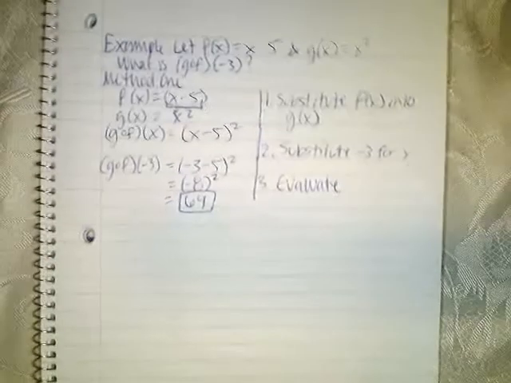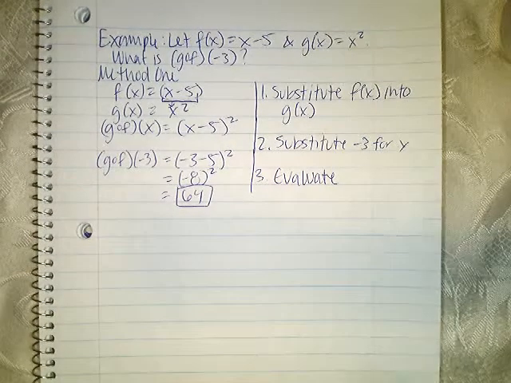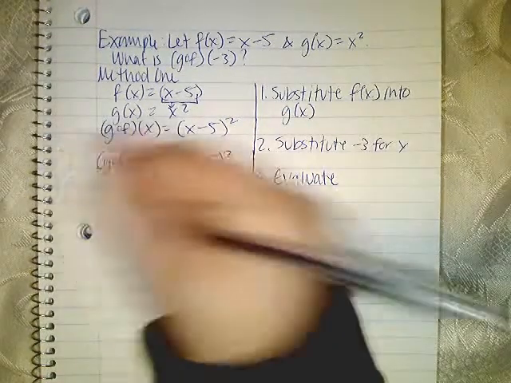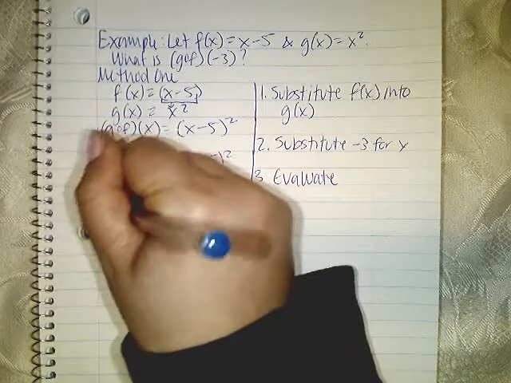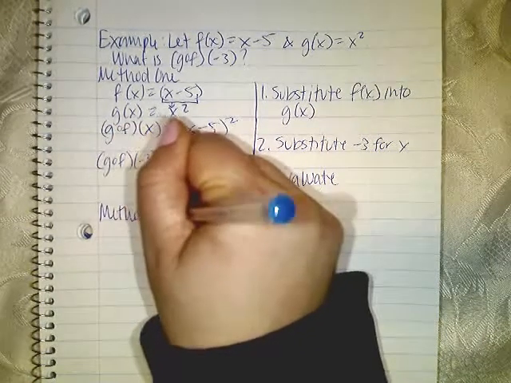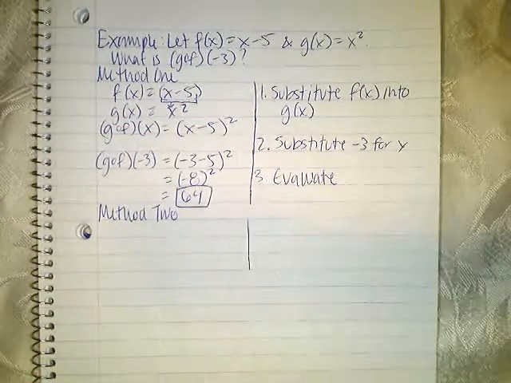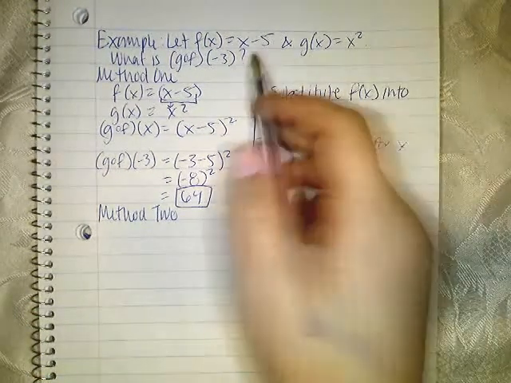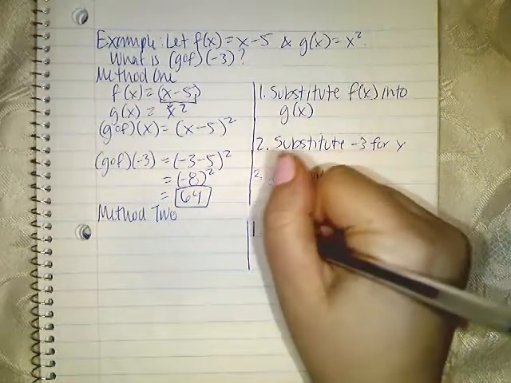All right, so now I'm going to do method number 2. So that's our answer. It is correct. But now if we use method 2, the first thing I'm going to do this time is instead of substituting the entire function in, I'm just going to plug in -3 to the inner function.